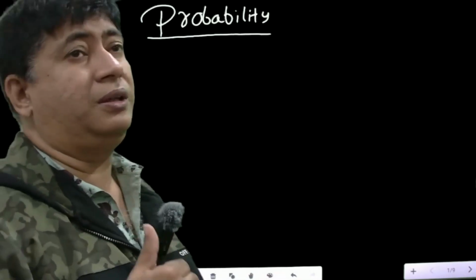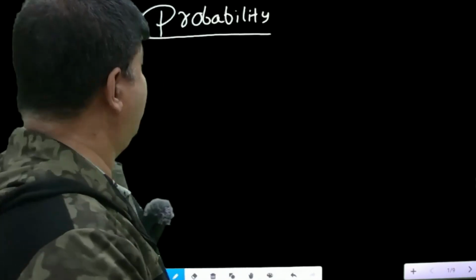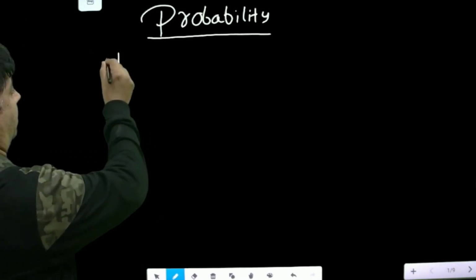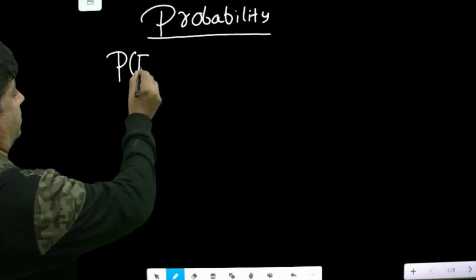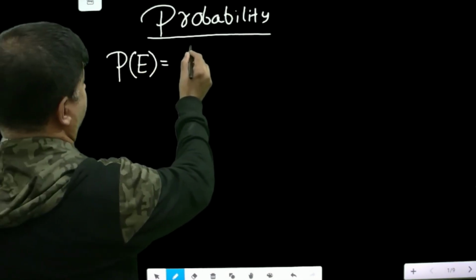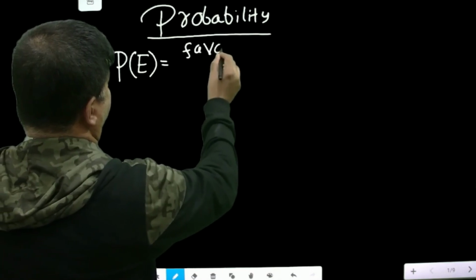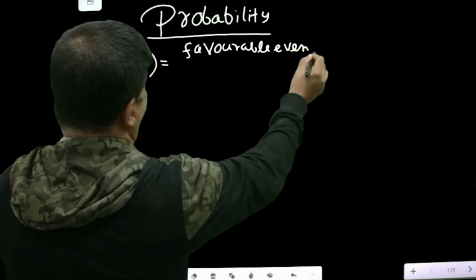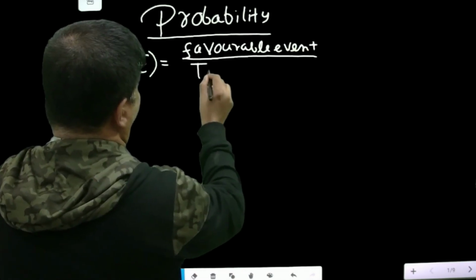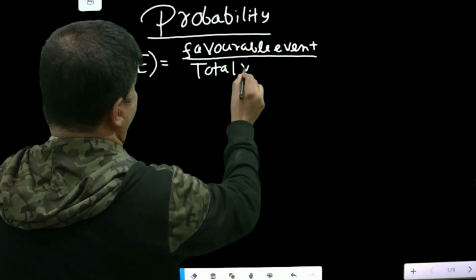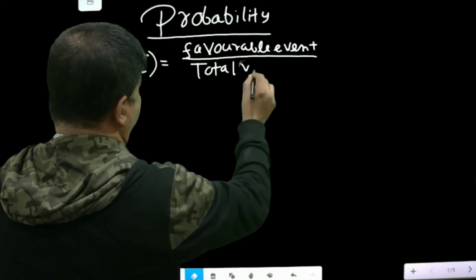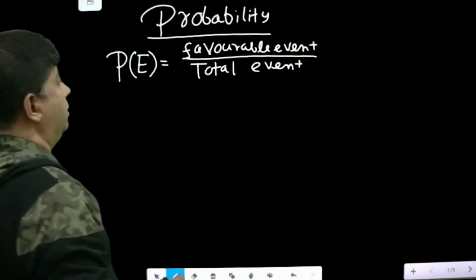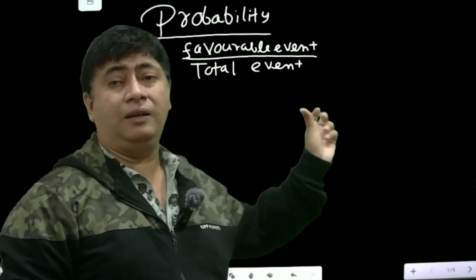Probability, from junior class you have been taught. What was the definition you got in probability? See, the probability of occurrence of any event is favorable events by total events. Favorable event by total event. Total event means sample space.